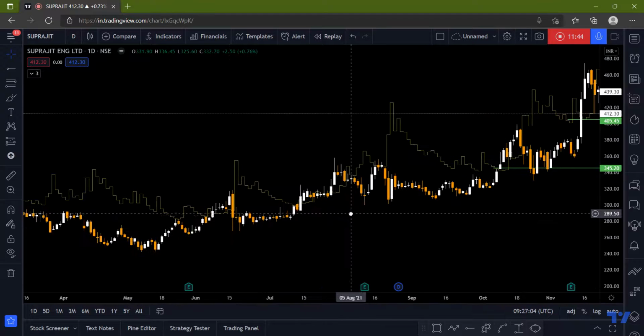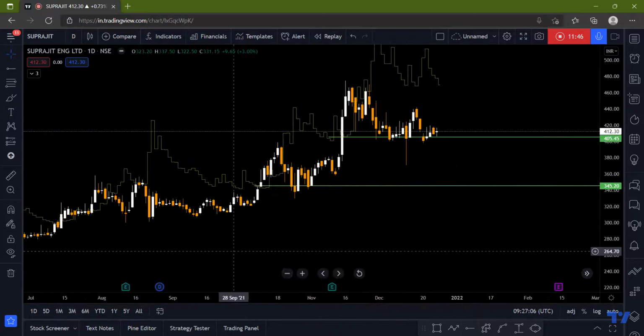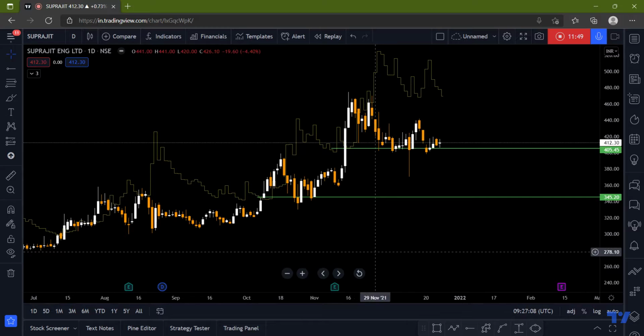So yeah, I'll be analyzing more, any stock that you tell me, using this indicator, and I'll show you how this indicator can help you find breakout trades.